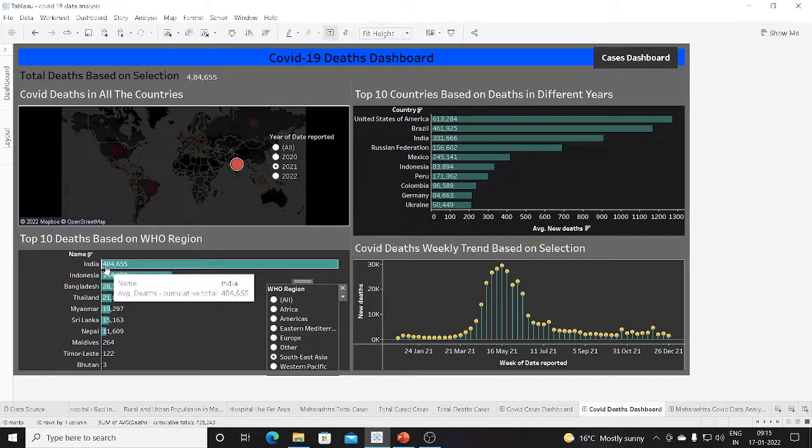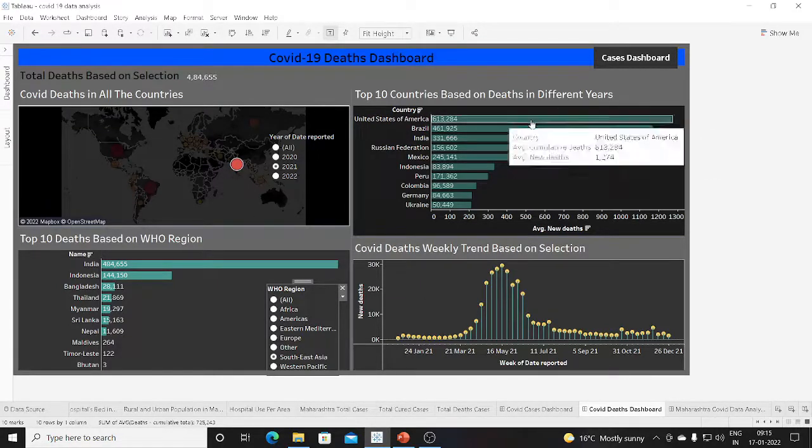Like in India there is a 484655, but in the case of Indonesia there are very few, and in Bangladesh there are so few there. Okay, now you can see the top 10 countries based on different years. So you can see based on the dates actually.